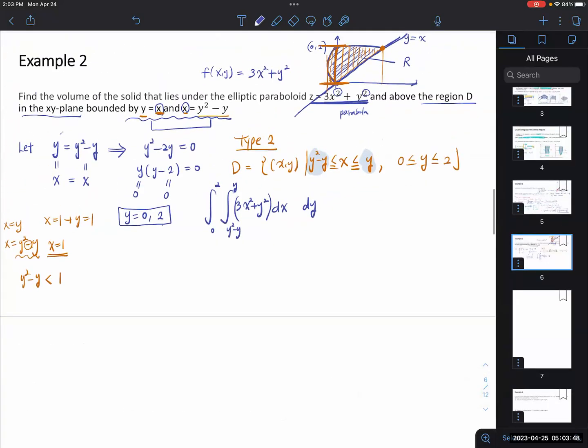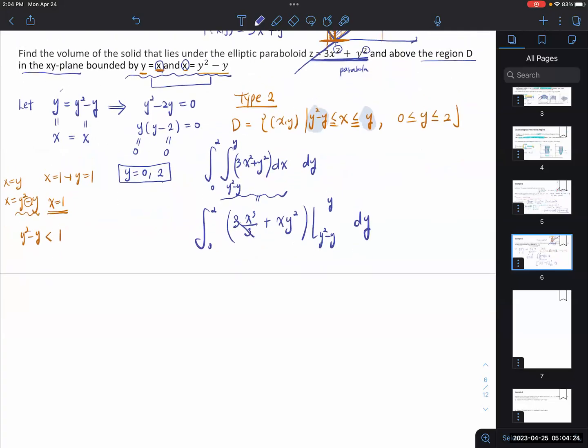Okay, so I'm going to try the inside first. So we are taking the integral with respect to x. Y is always considered a constant. So this one will be 3. We are taking the integral, so 3x cubed over 3, right? And then y is a constant, so you're going to increase x and y squared. So this is going to be evaluated from y squared minus y, and you still have 0 to 2 dy at the end. Are you following?